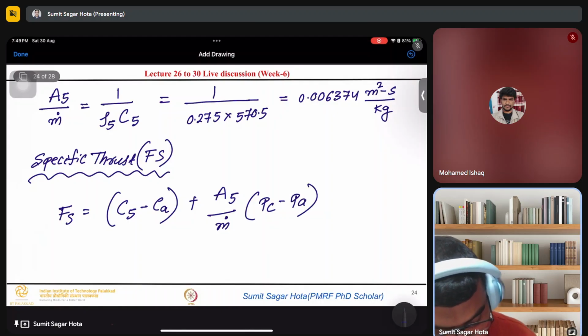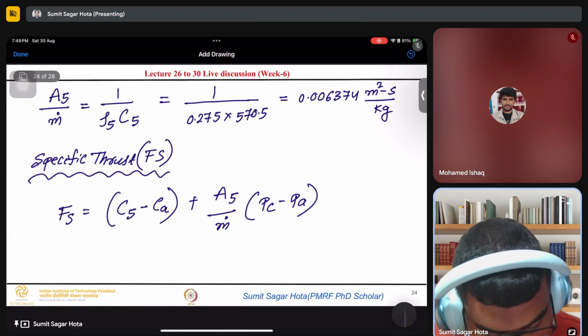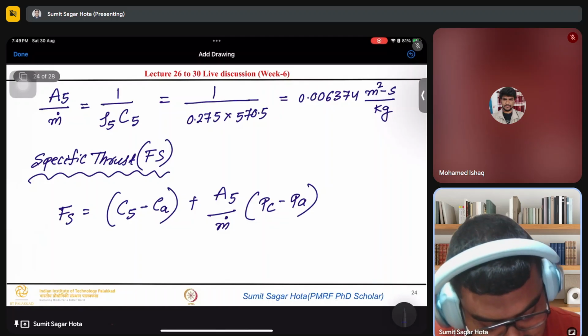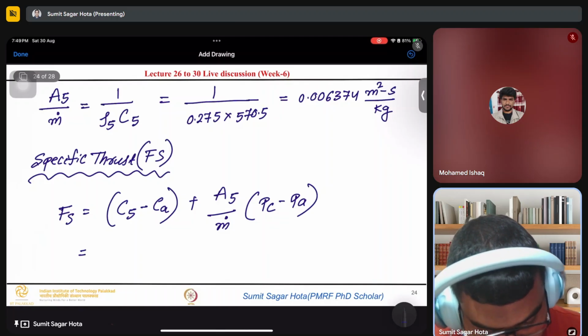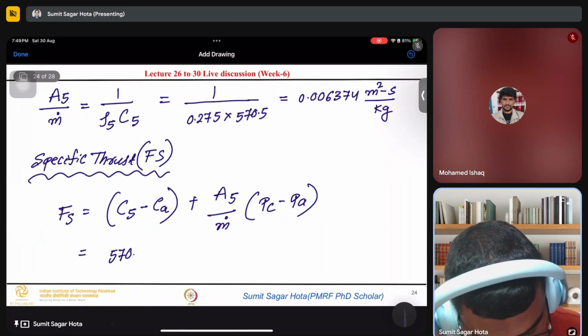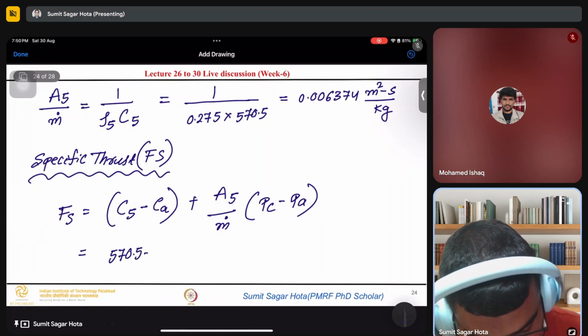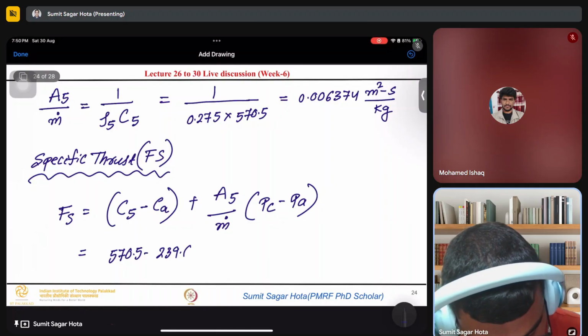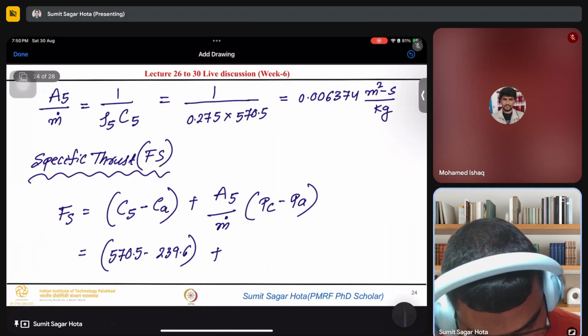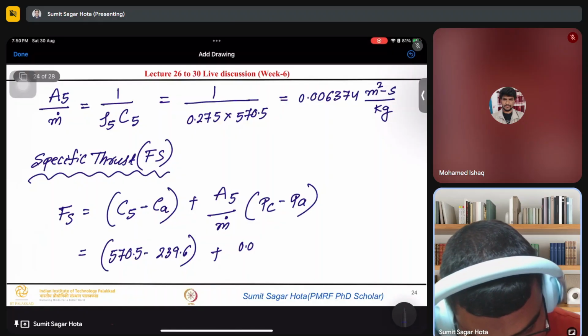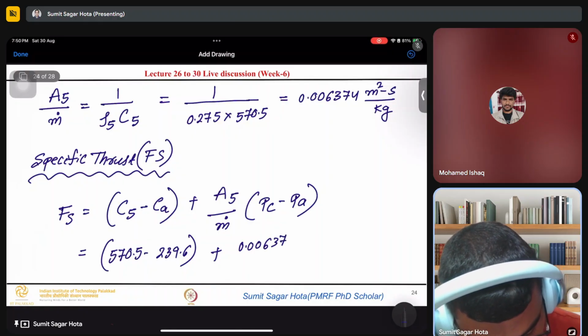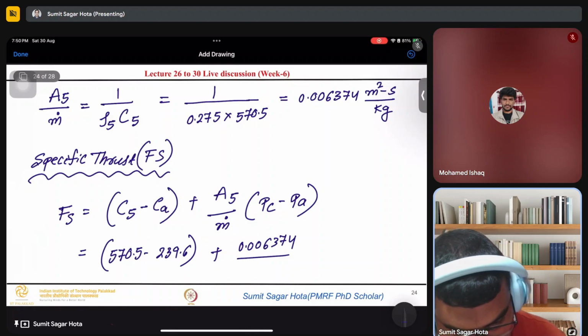This is the very important formula for the specific thrust of any kind of turbojet engine. This formula can be applied. So just need to substitute all these values. 570.5 minus 239.6 plus 0.006374 by m dot.